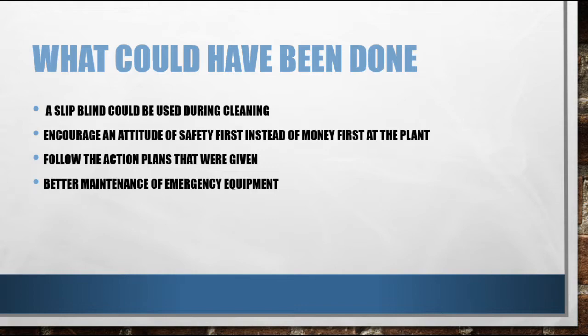There was an attitude of cutting corners to cut costs created by pressure from Union Carbide. There should have been an atmosphere of safety first, so staff are more on the ball at preventing incidents and prepared when they do occur. They should have followed the action plan that was given by the audit. This was a sign of gross, purposeful negligence on both the plant and the company. And overall, better maintenance should have been done.